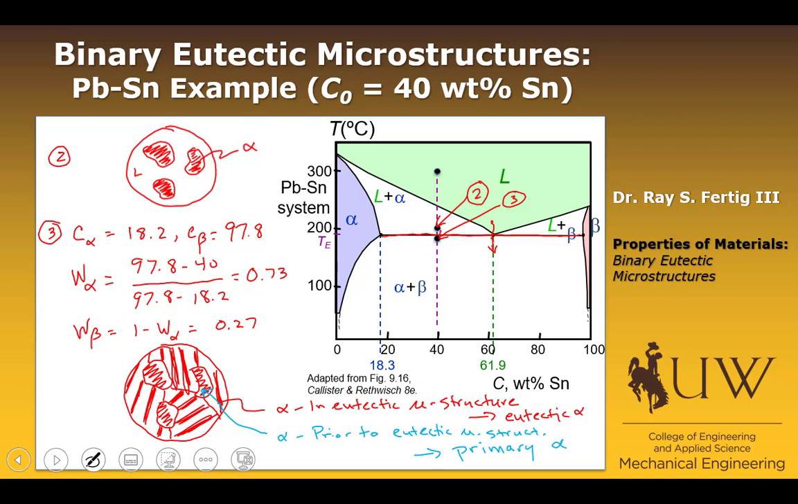Okay, and we could do the exact same thing if we were on the beta side, although obviously we don't have very much room to work on the beta side, but the same features, we could have primary beta if that was something that had formed before a eutectic transition had occurred. So that covers all that you really need to know about the eutectic microstructures that emerge, and the main four cases that cover all of the possible configurations that we could have.